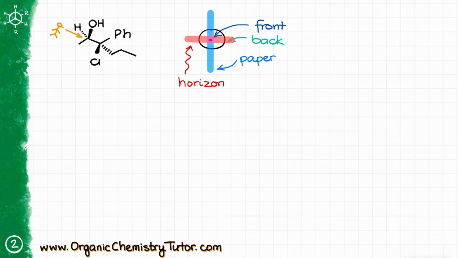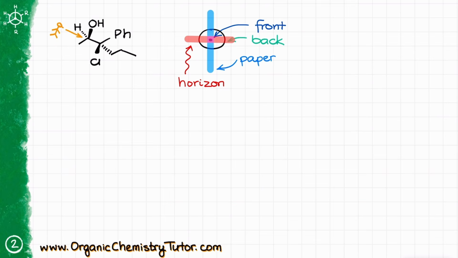Next, I'm going to add a couple of helper tools to the structure. Those are the plane of paper, which is my blue line, and the horizon, which is my red line. Those are going to be our mental aids. You don't want to be actually drawing those on your Newman projections, but they will help us figure out where exactly the groups are in our molecule.